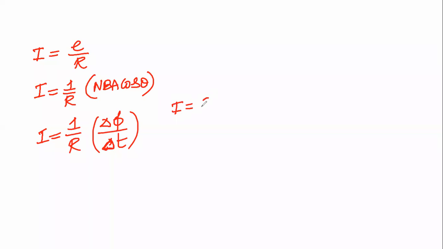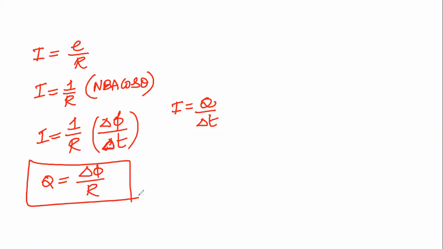Current I is equal to charge Q divided by delta T. Also we may write charge Q is equal to delta phi divided by R, charge Q is equal to delta phi by R. How did I write this? Once again, I'll repeat this one.